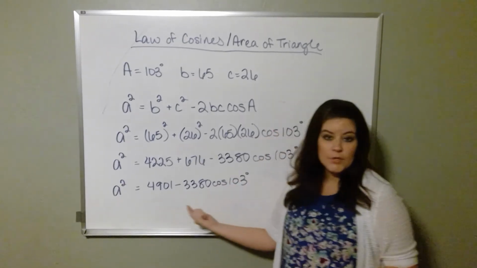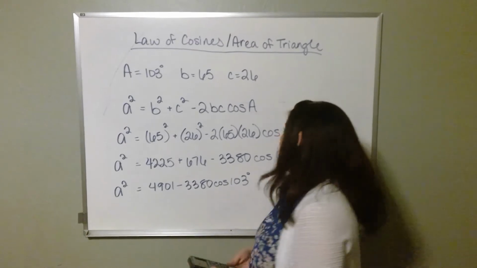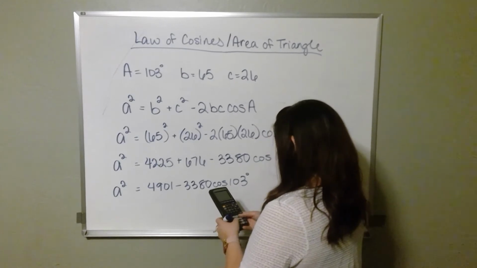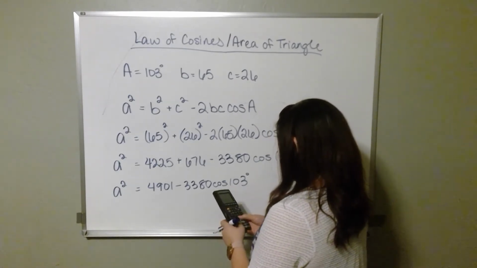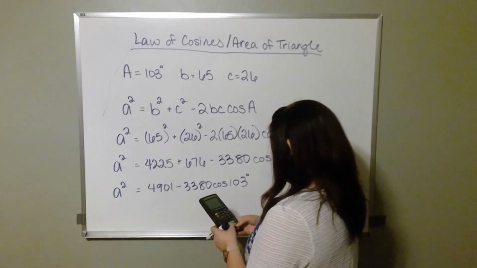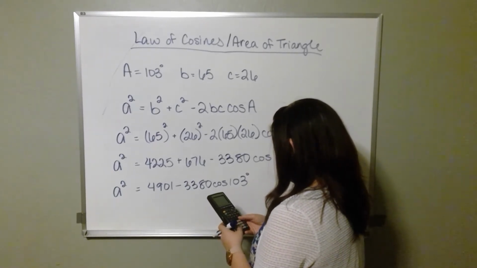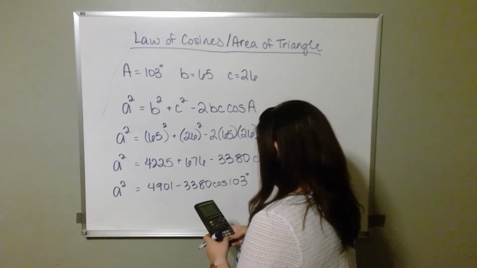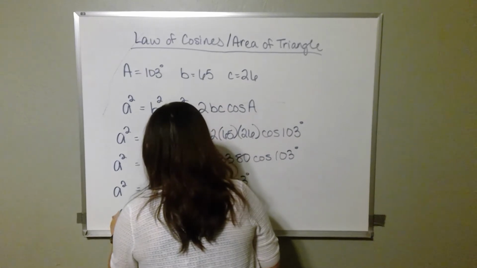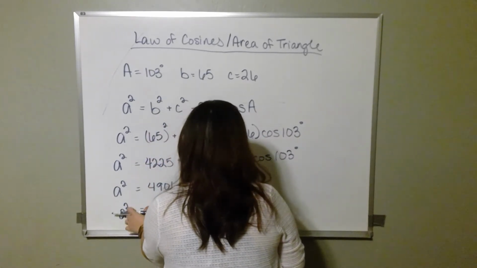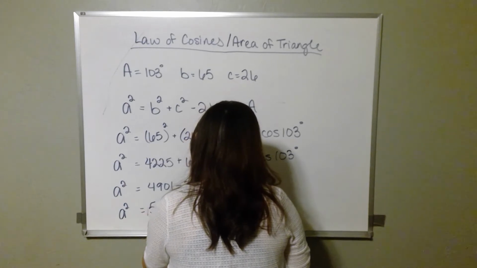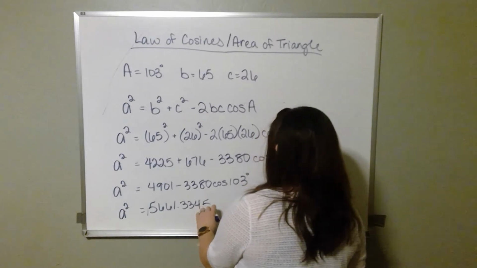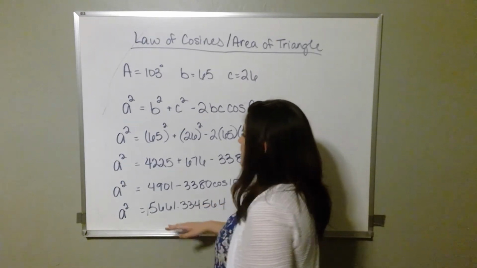You can actually put all of this in your calculator as is. If you do it piece by piece, just be careful. So I'm going to put it all in. So I've got 4901 minus, I'm going to make sure I use some parentheses here, 3380 times the cosine of 103. And I get that a squared equals 5,661.334564.